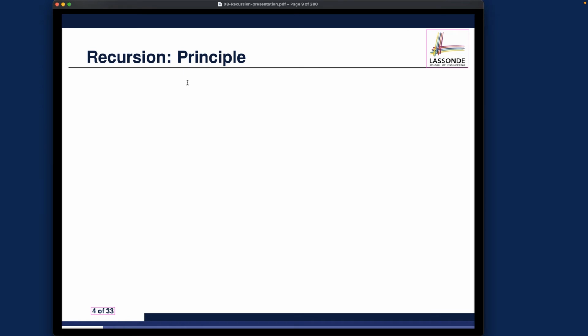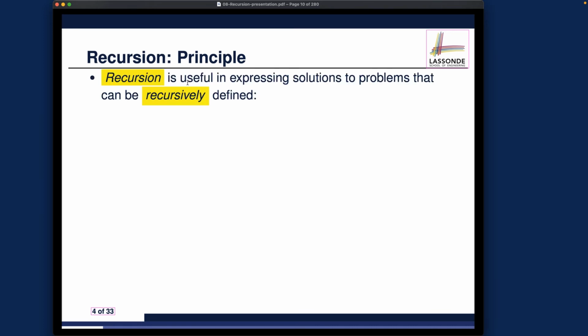I would like to first talk about the high-level principle, and then we're going to follow this set of principles for all the examples that we're going to go over in this module. Recursion is very useful in expressing solutions to problems that can be recursively defined. And a recursively defined solution is really based on mathematics. That's something we'll see as well.